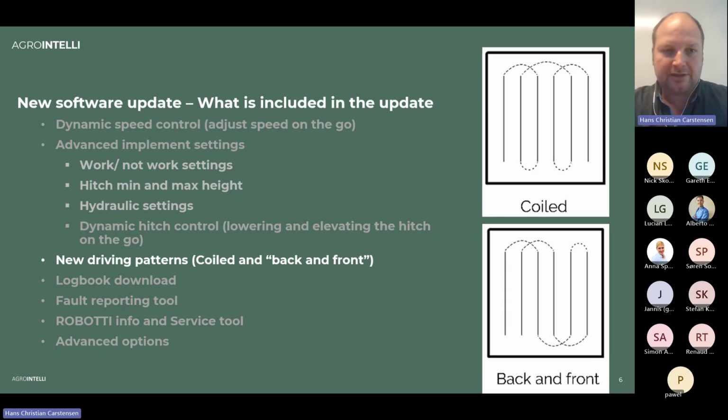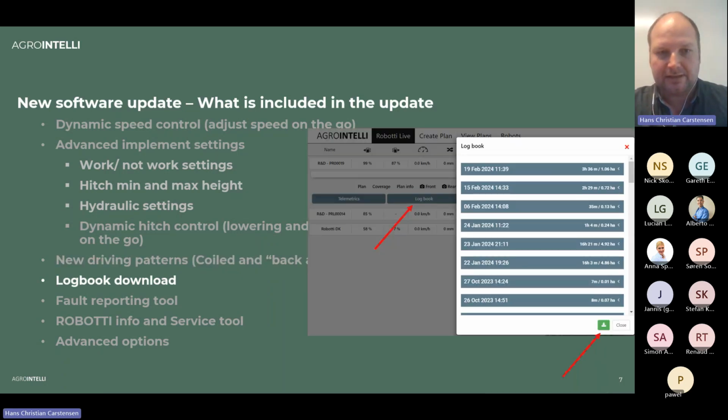We also implemented some other features. That's a logbook download. For some of you who will use what Robody has been doing as kind of documentation, you now have the functionality to press the green button, and then you can download a logbook of what Robody has been doing. You can set a time frame for what period you want it from.